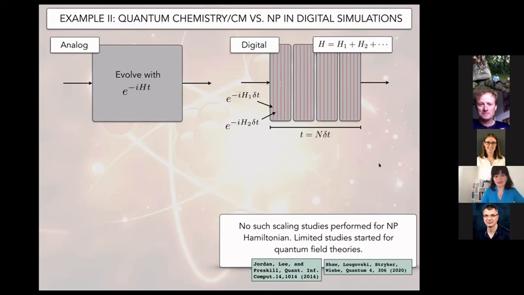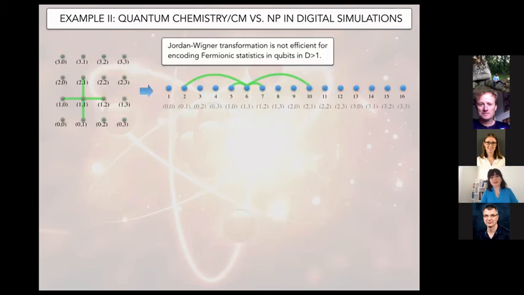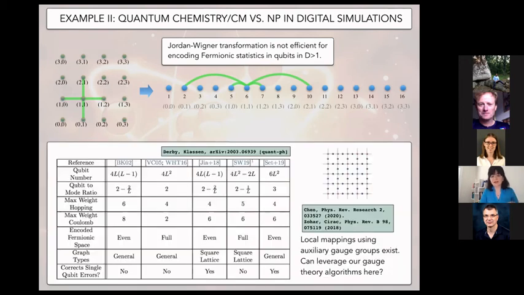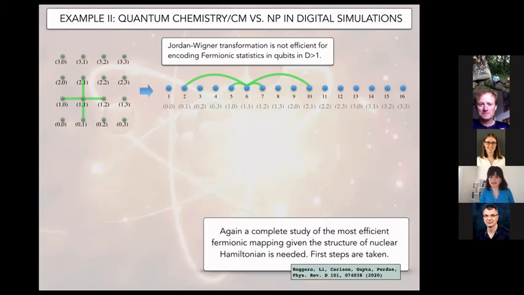This is one of the areas that I think will see a lot of progress and excitement in the upcoming years for nuclear physics. There's another aspect which concerns the fermionic mapping, and in nuclear physics, of course, we have fermions in three dimensions. Again, there's been a lot of progress on how to make these non-local fermionic mappings more local, and maybe even use the gauge symmetries and gauge groups to facilitate this. However, there hasn't been a complete study of the most efficient fermionic mapping given the structure of the nuclear Hamiltonian. This is another area that I think is going to see a lot of progress in the upcoming years.